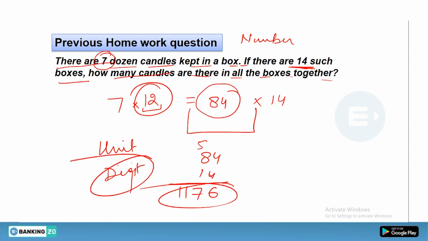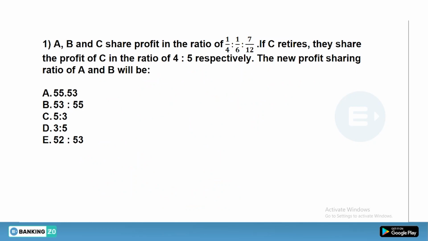All right, so let's move on to the topic, and the name of this topic, as I've told you in the concept, is partnership. You can see the concept. You can see how you can solve this question within a minute. I'm going to give you a very good question.